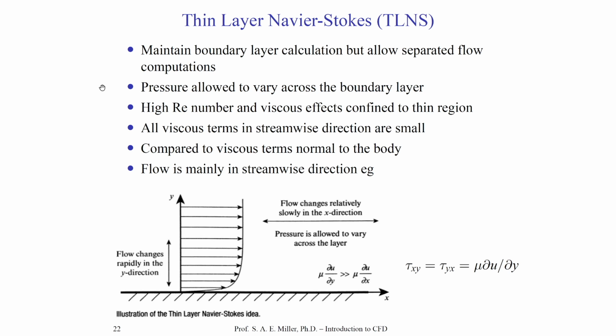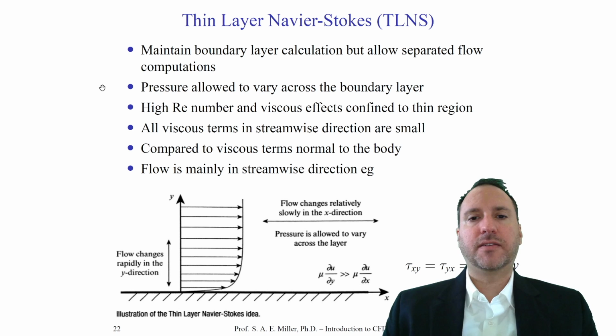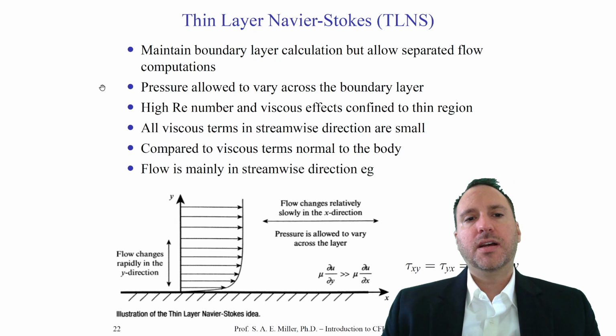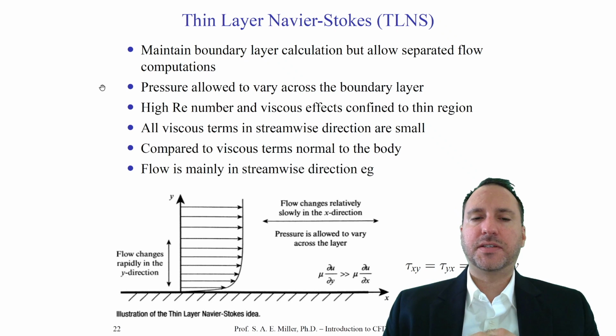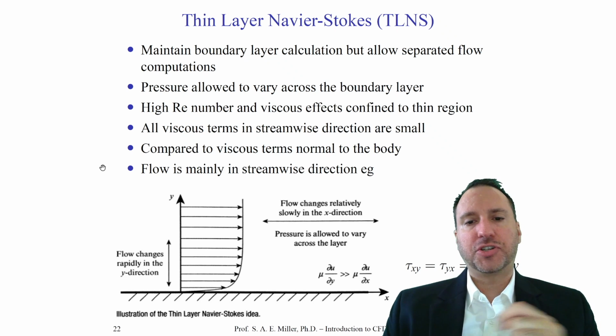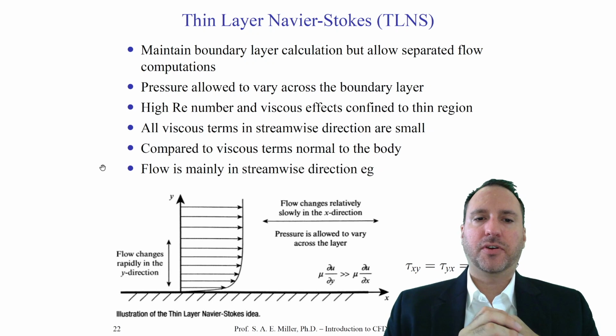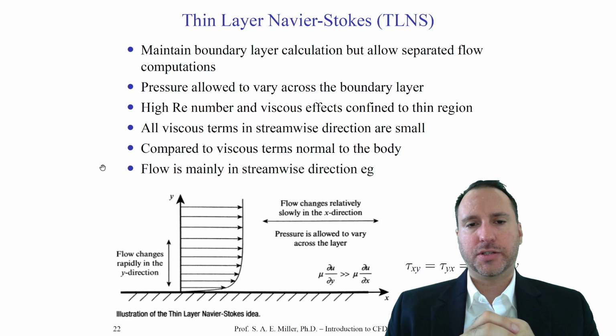This pressure will allow the pressure to be varied across the boundary layer. That's unlike later equations we'll see. It can handle high Reynolds number flow and viscous effects confined to the very, very thin region. And all the viscous terms in the streamwise direction are assumed to be essentially small. That's one of the major assumptions. Now we'll compare these so-called viscous effects to maybe a particular body in a second. And the flow will always be maintained in the streamwise direction, even if it separates. So we would not be able to look at perhaps some big recirculating region.